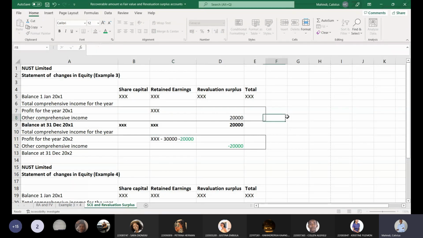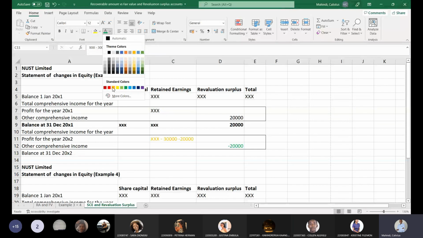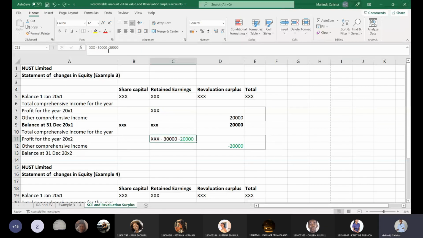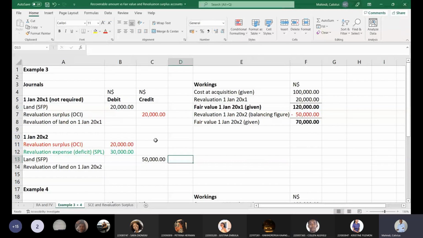And then what is this 30,000? I want to just highlight the 30,000 itself. This 30,000 is the revaluation expense or the revaluation deficit. So we have the 20,000 that came from the OCI that we're now putting as part of our profits. And then we have the 30,000 that was the difference, which goes directly to your retained earnings and forms part of your profit for the year.